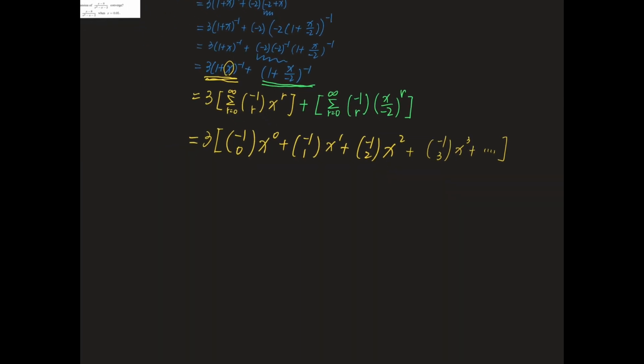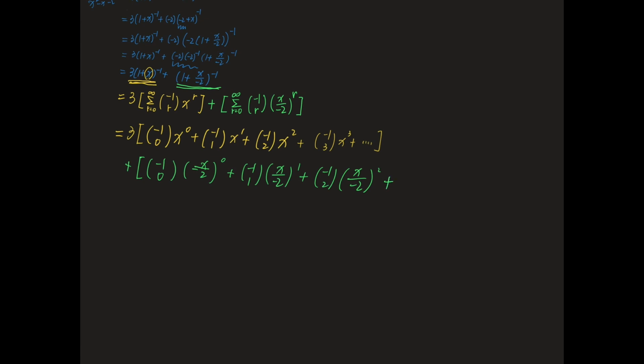Okay, same thing for the green part. Let's expand it. So this time, we have -1 choose 0, and then x over -2 to the power of 0 first, plus -1 choose 1, x over -2 to the power of 1, plus -1 choose 2, x over -2 to the power of 2, and then plus -1 choose 3, x over -2 to the power of 3. And we're going to stop here too.